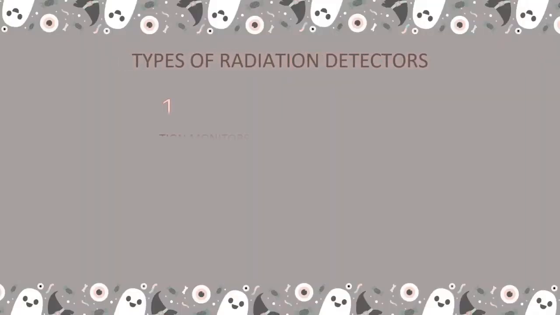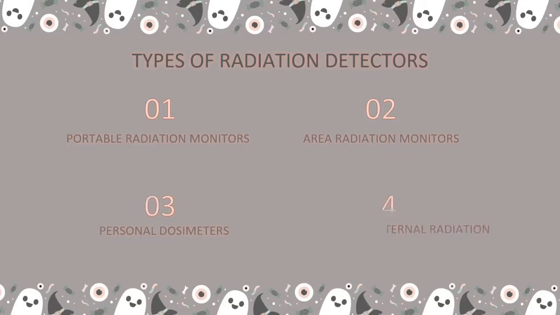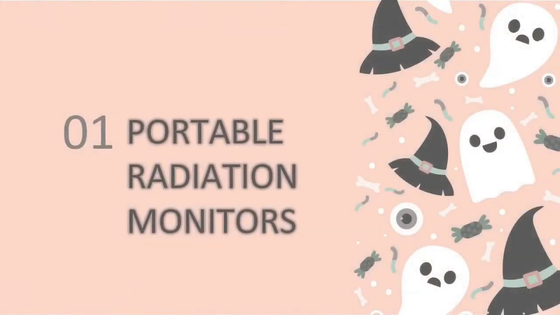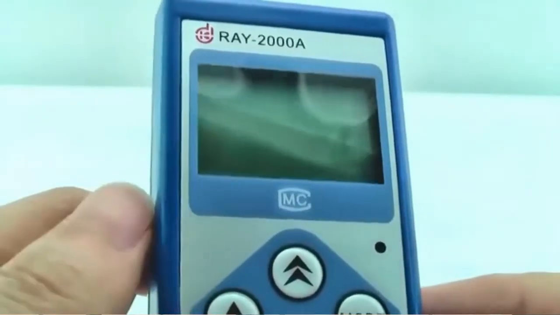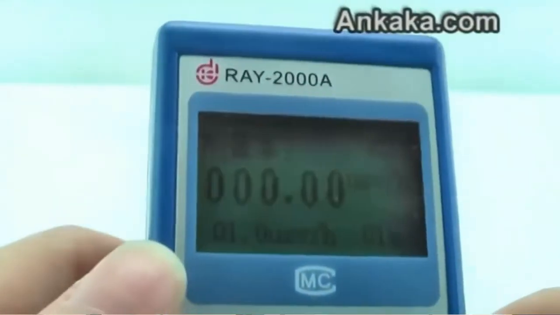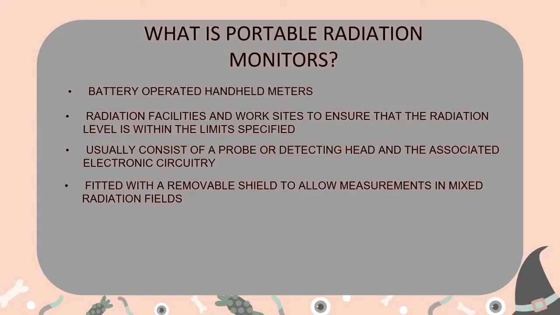Next, there are 4 types of radiation detectors, which are portable radiation monitors, area radiation monitors, personal dosimeter, and monitor for internal radiation contamination. Firstly, portable radiation monitors. Portable radiation monitors are battery-operated handheld meter instruments. They are commonly used at radiation facilities and work sites to ensure that the radiation level is within the specified limit. It usually consists of a probe or detecting head and the associated electronic circuitry. For the probe and detecting head, I will explain more details in the next slide. Sometimes it is fitted with a removable shield to allow measurement in a mixed radiation field.